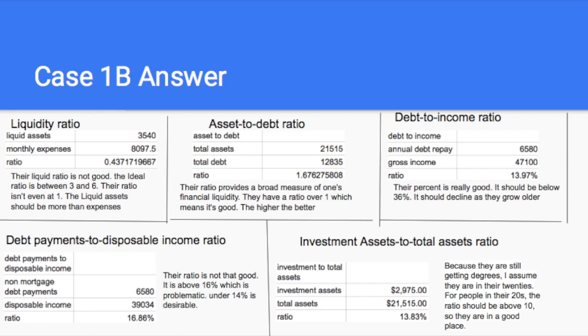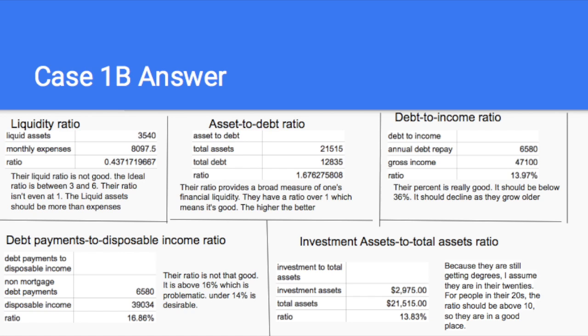All right, next is your debt to income ratio. This is the annual debt repayments divided by your gross income. Your annual debt repayments are all your loans, like student loans, car loans, all of that, divided by your gross income. The annual debt repayment is 6,580 divided by the gross income, which is 47,100. The ratio comes out to be 13.97%. Their percent is really good. It should be below 36, and it should decline as they get older. The debt to income ratio compares amount spent on debt repayments to gross income.